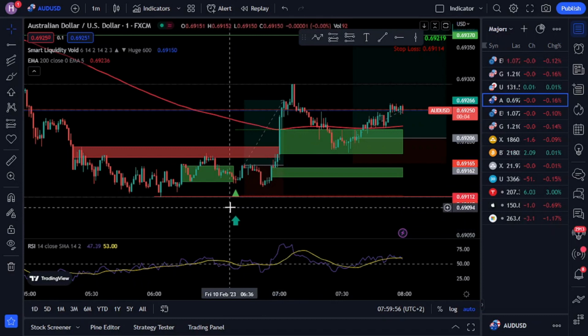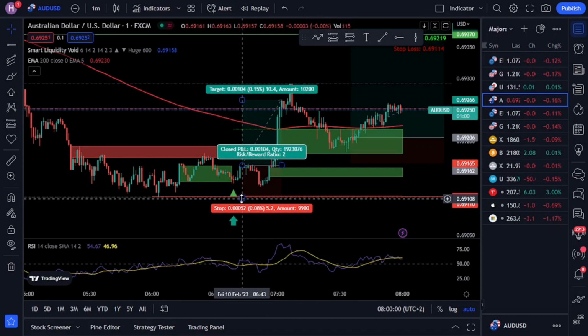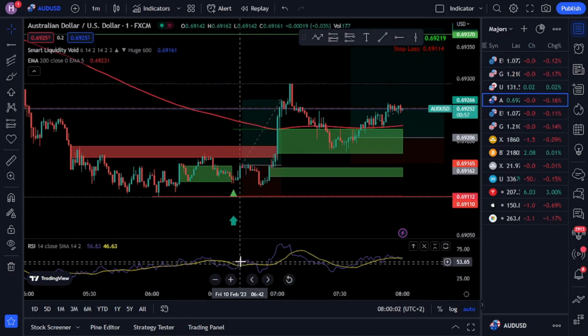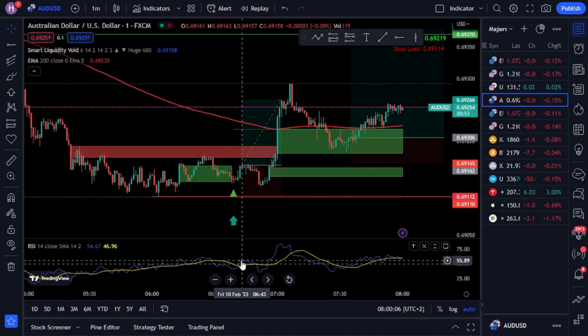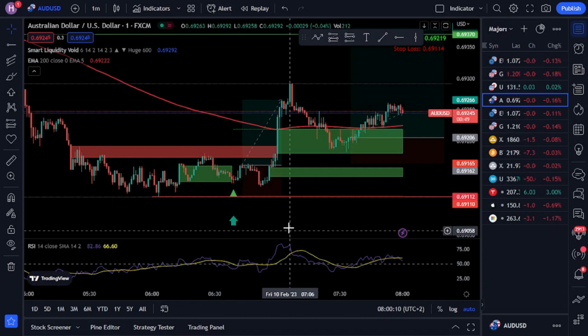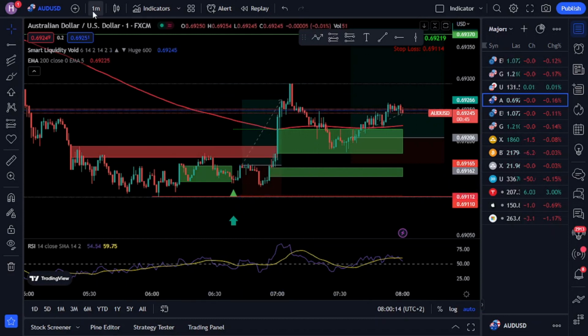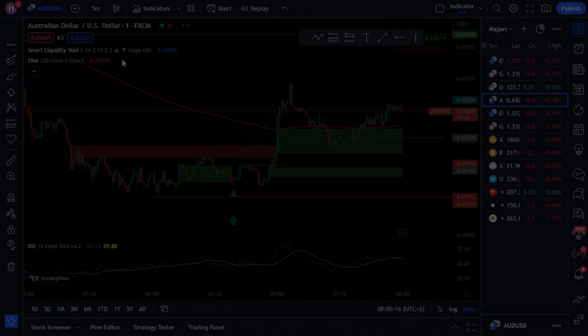So the first strategy is recommended for beginners as it's simple to use and has set rules that anyone can follow. Just wait for the candle to be printed and confirm the trend using the RSI. Use the take profit and stop loss levels provided by the indicator.